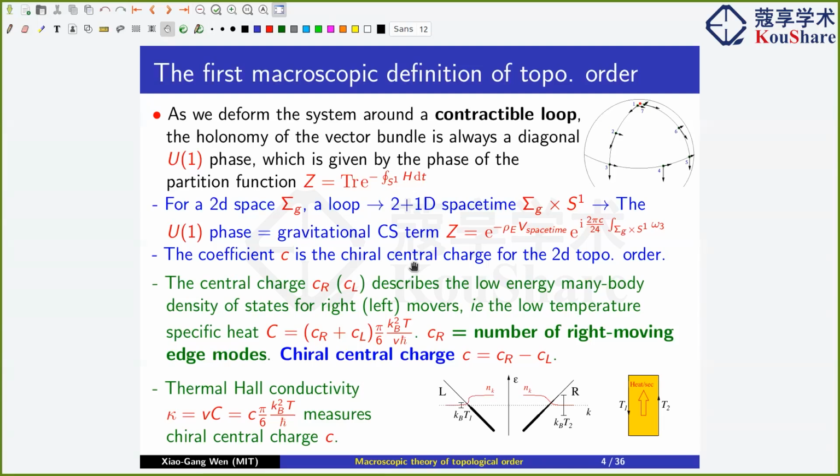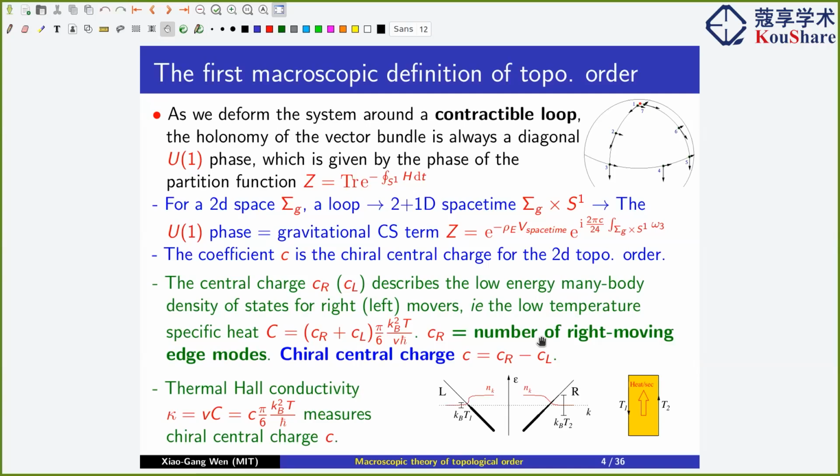Okay. So this is one way to characterize the gap state. The gap states have this Berry phase in the parameter space, and this Berry phase in the parameter space is given by this gravitational Chern-Simons term. Okay, and so this will be one piece of data to characterize this topological order. And amazingly, this seemingly abstract Berry phase has a very important consequence at the edge.